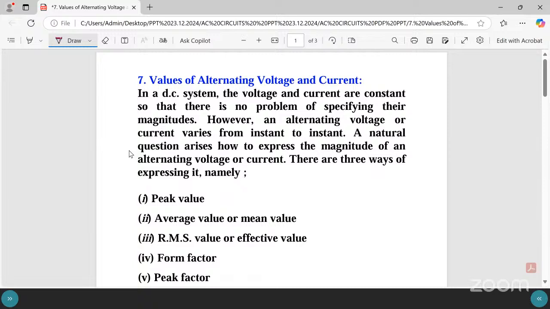Right. This is called the seventh topic. How many topics do we have in total? 15 topics, AC circuits, 15 topics. This is the seventh topic, essay question or short question. 1 mark question: define RMS value. It is a 1 mark bit in the final exam.